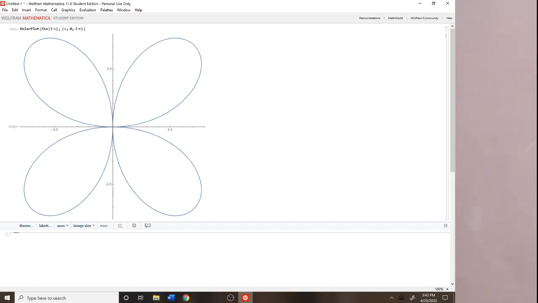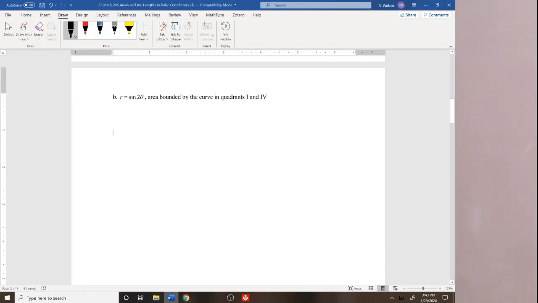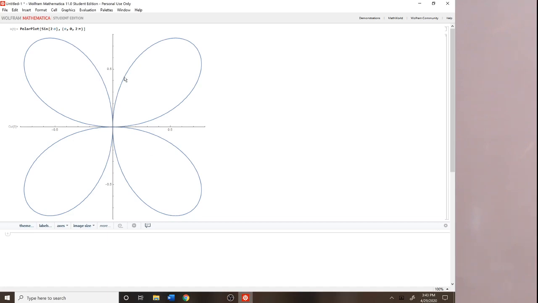And that's pretty interesting looking. And it says on the question sheet, area bounded in quadrant 1 and 4. Well, quadrant 1 and quadrant 4, that would just be 2 petals. And so if we find the area of 1 petal, we can just multiply by 2. So we just need to figure out, how do I get 1 petal? What angles will get me to 1 petal? So again, I need the radius to be 0 at 2 different angles.